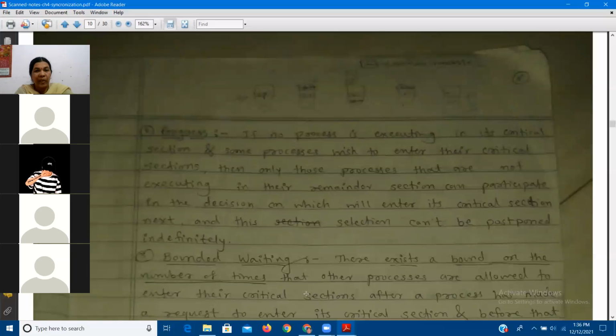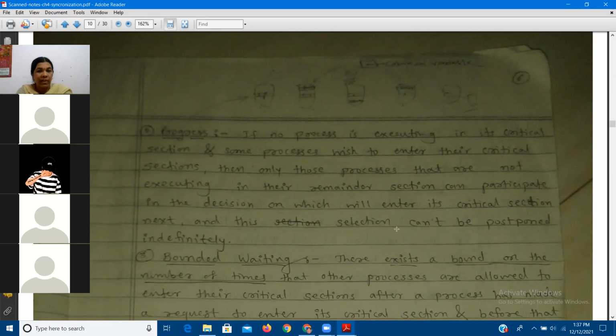No. So the operating system has to decide some time, and within that time bound only the decision should be taken so that the critical section will be busy. Otherwise, if the OS is not taking action, the critical section may not be utilized properly. In the sense, common resources are not utilized properly. So that's why the second statement is given: this selection can't be postponed indefinitely.